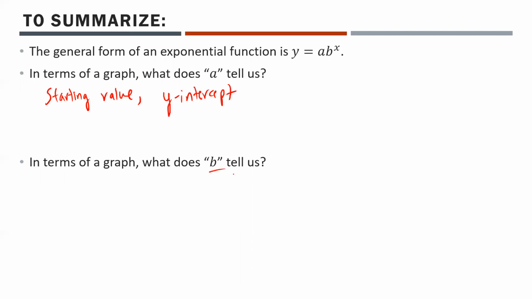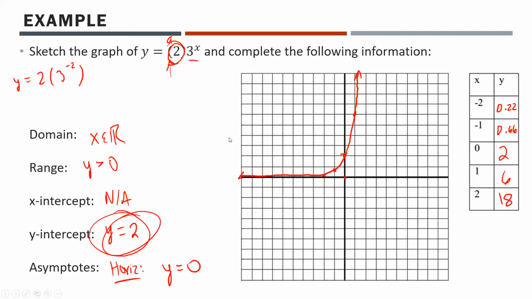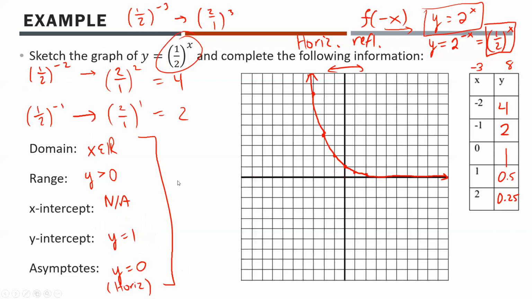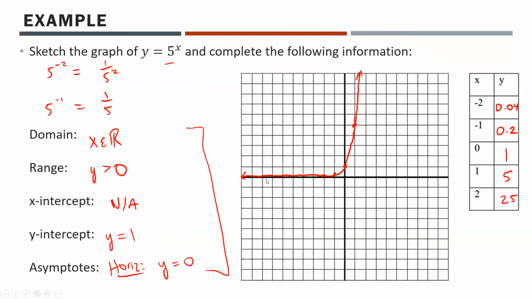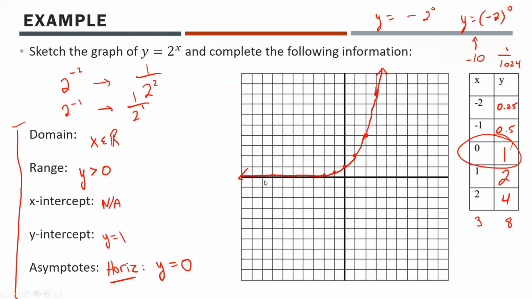But what about our b value? What does that do? Well, in terms of what it's really doing is it's multiplying by b every single time. But in terms of a graph, what really does that mean? Well, if we look back at some of the examples we've done, this one, of course, had a b value of 3, so that's notable. This one was the most notable one, b value of 1/2. Notice the shape. This one, b value of 5, compare it to b value of 2.